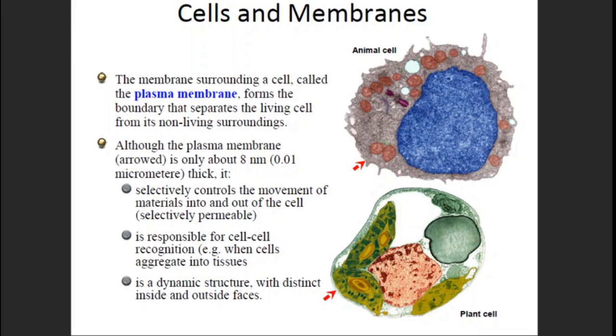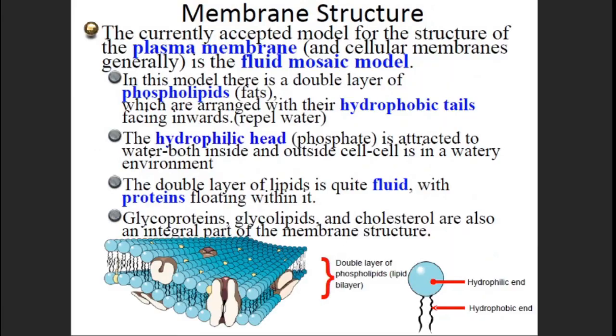Although the plasma membrane is only 8 nanometers thick, it selectively controls the movement of molecules or materials across the cell. It is responsible for cell-to-cell communication, cell-to-cell recognition, and for relaying cellular signals. It is a dynamic structure with distinct inside and outside faces.